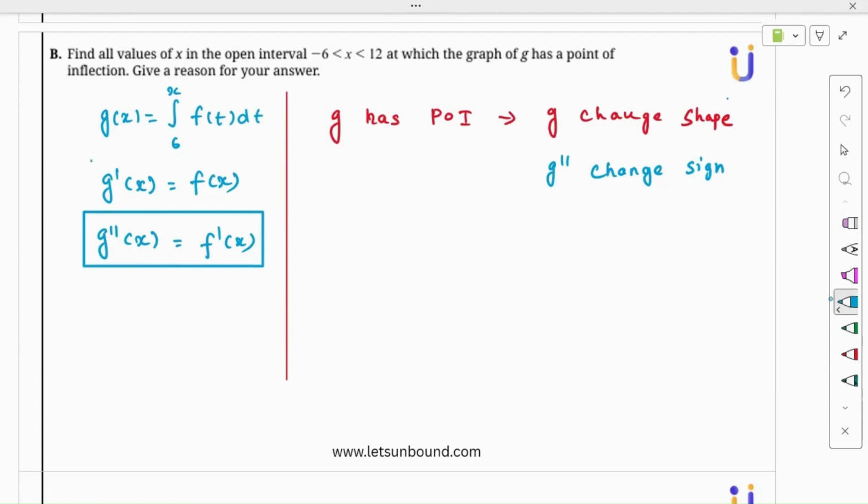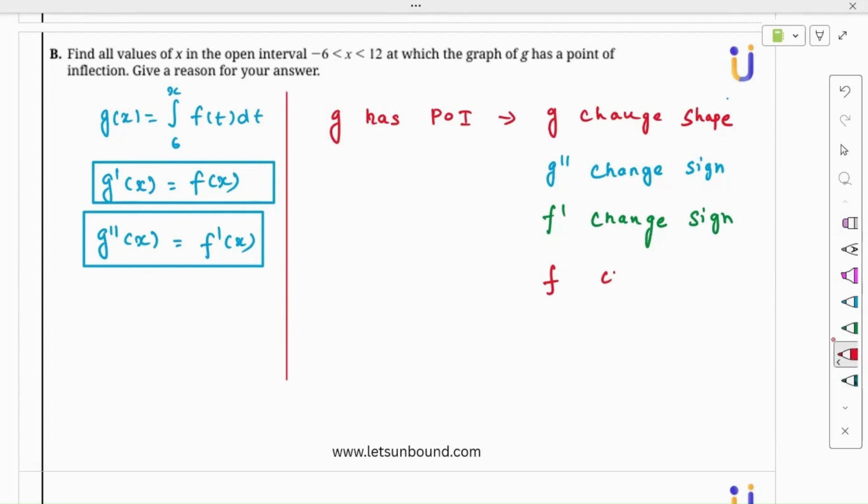G double dash is nothing but F prime. So instead of G double prime, I can say F prime changes sign. Now, this is what it is equivalent to. Still, I don't have any clue about F prime. All I have is the graph of F. So now F prime changed the sign. So how can I relate it with the graph of F?